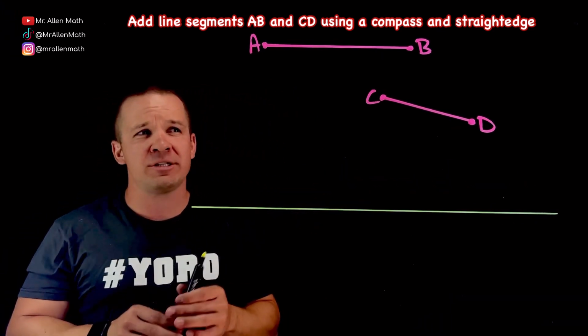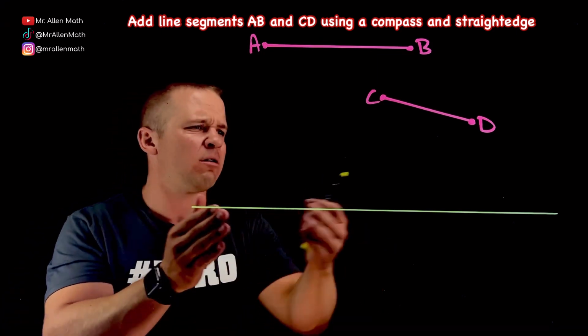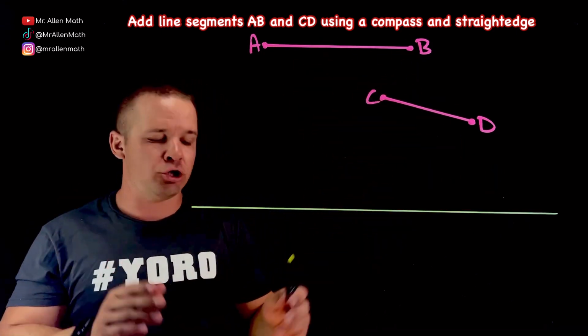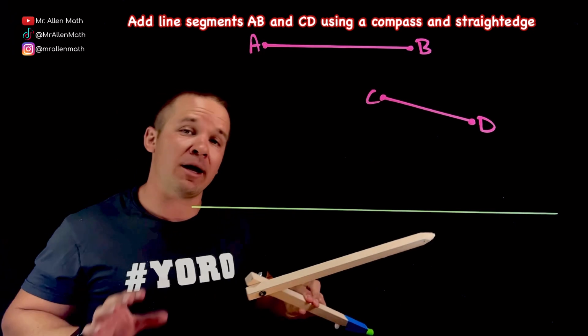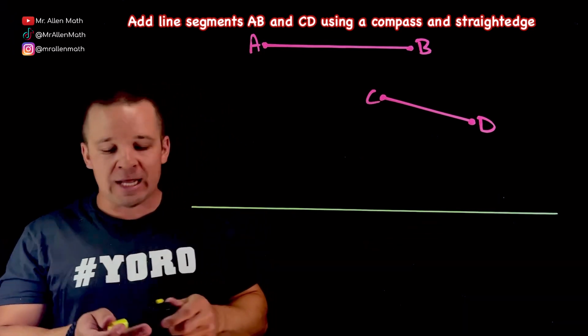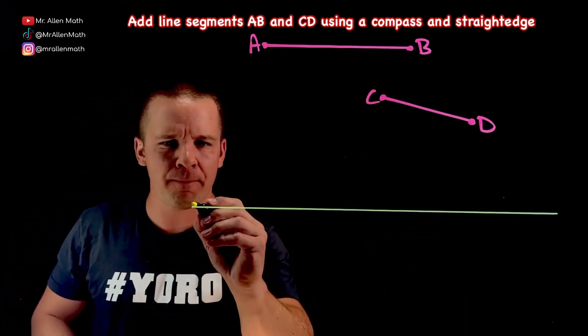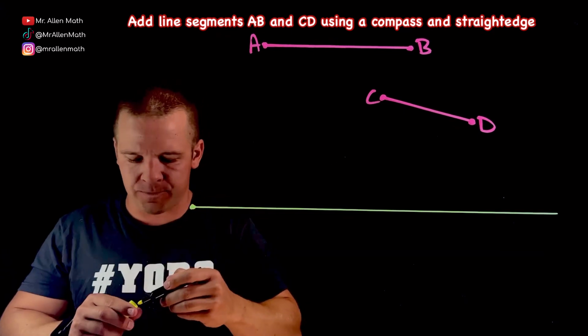Important thing with constructions is you start by eyeballing things. Is this a little bit longer than those two together? Sure. And then I'm going to fine tune it with my compass and straight edge. All right, so now it's time for the compass. I'm going to plot a point right here to start.